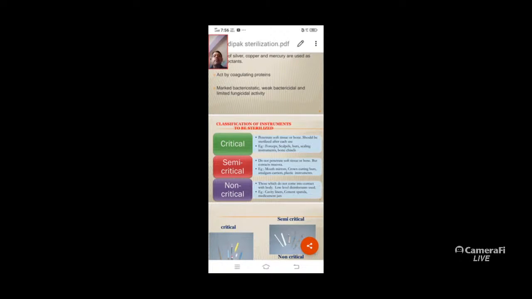Classification of items to be sterilized. Number 1, critical, semi-critical and non-critical. What is critical? Critical means items that penetrate soft tissue and bones and should be sterilized after each use, like forceps, scalpel blades, scalers, instruments and bone chisels. Bone chisels must be sterilized very carefully, it is very critical to sterilize.